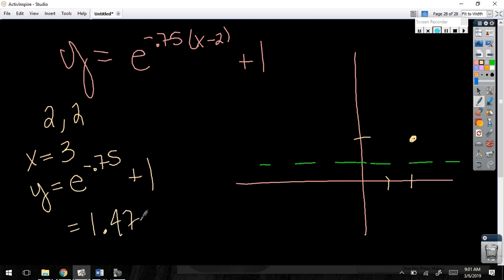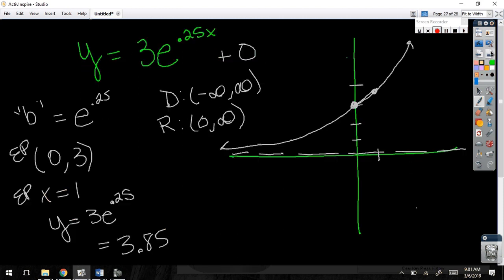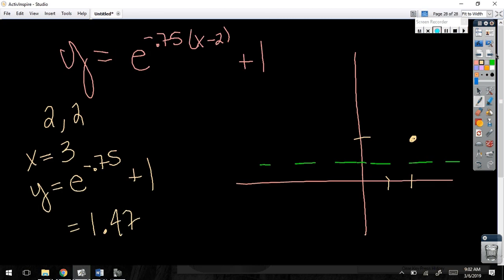Corbin, did that answer your question? I can't remember what it was, but what did you ask? About the decay? Oh, growth and decay, before we did, yeah. Above or below still has to do with the A that's in front. Always. This one is decay above the asymptote.